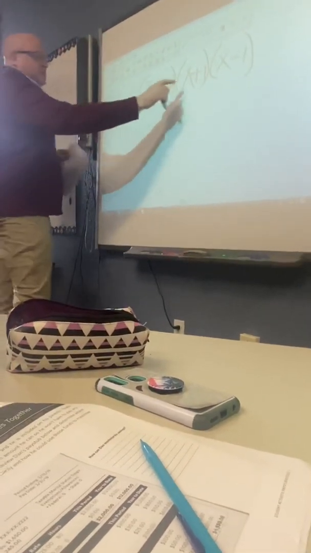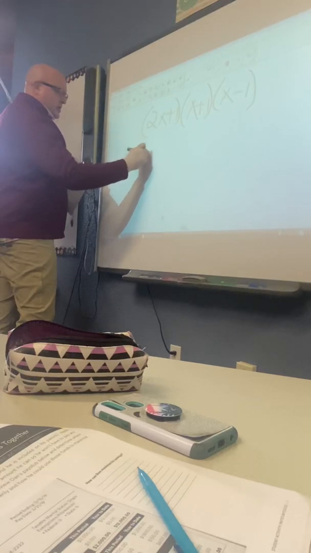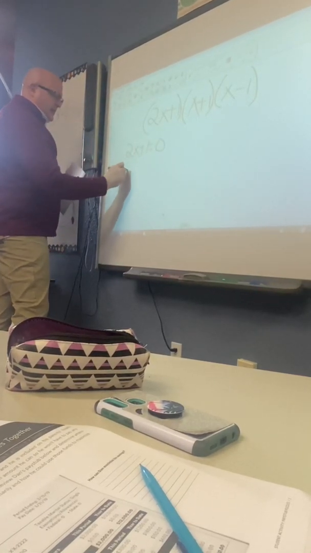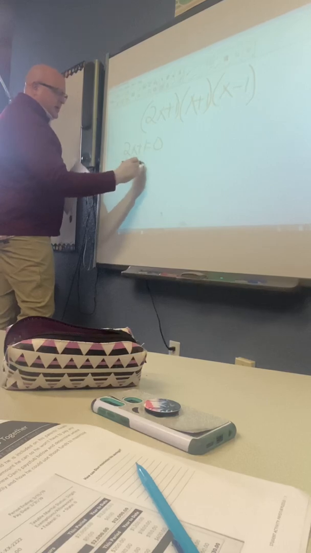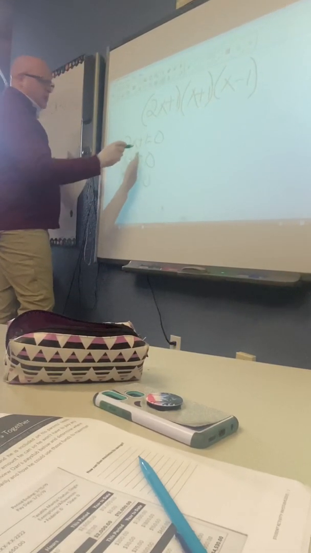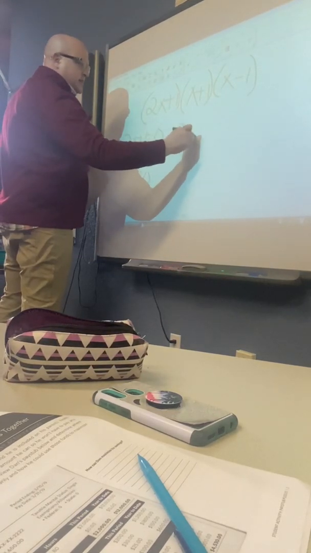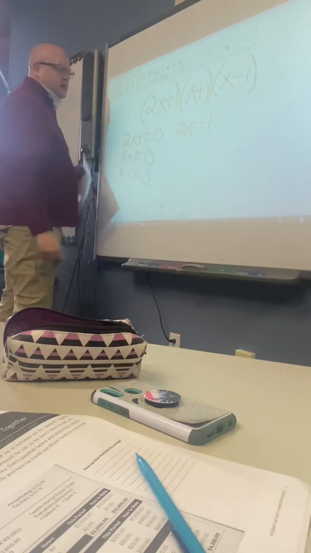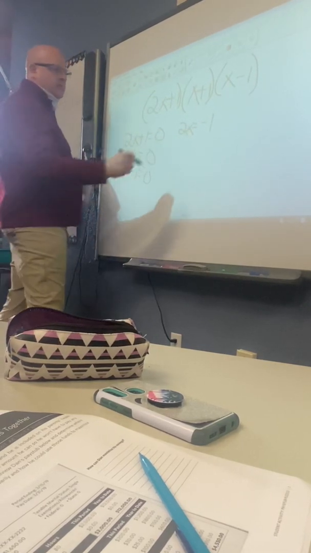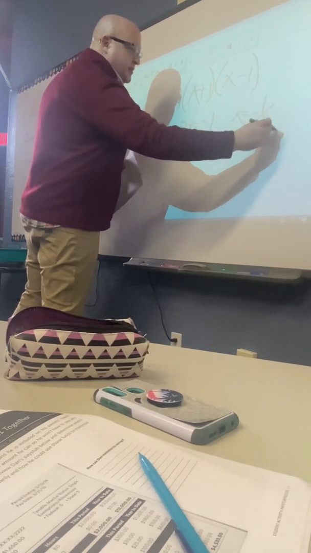All right, we're gonna have 1, 2, and 3 answers. So we have 2x plus 1 equals 0, x plus 1 equals 0, and x minus 1 equals 0. We have to subtract 1 from both sides. So we have 2x equals a negative 1. We have to divide everything by 2. So x is a negative 1/2.